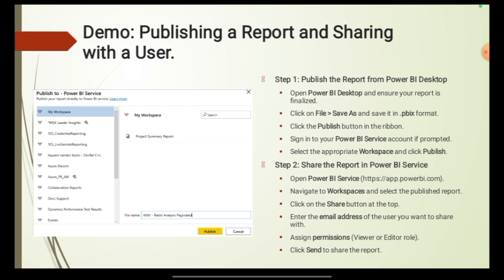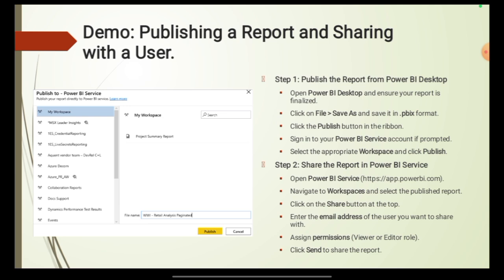Step 2. Share the report in Power BI service. Open Power BI service, app.powerbi.com. Navigate to Workspaces and select the published report. Click on the Share button at the top. Enter the email address of the user you want to share with. Assign permissions, viewer or editor role. Click Send to share the report.